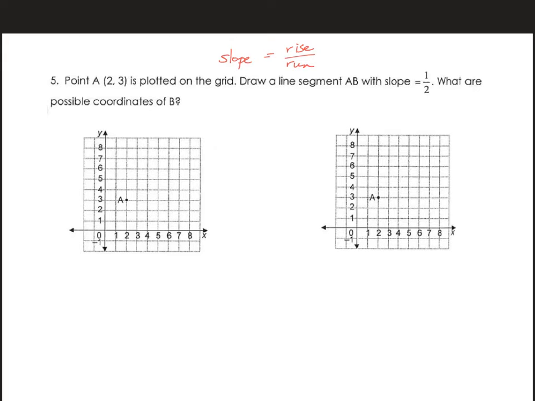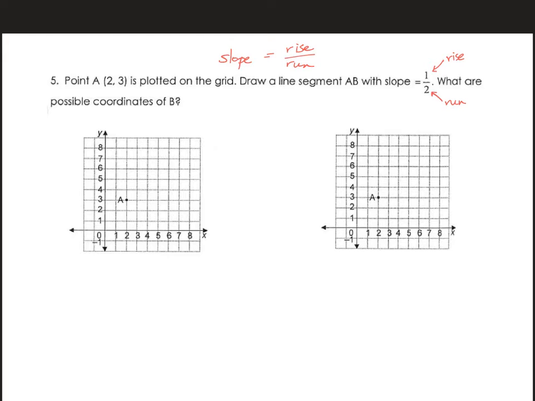And so when you've been told in that second sentence that the line segment AB has a slope of 1/2, we're actually being very descriptive. We're saying that we have a rise of 1 compared to a run of 2 throughout our graph.